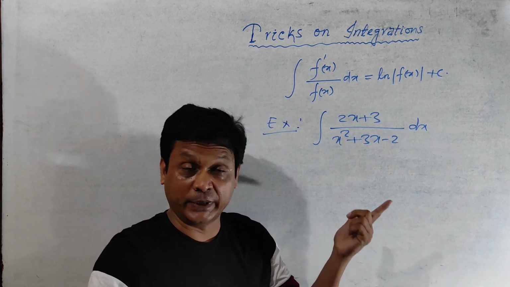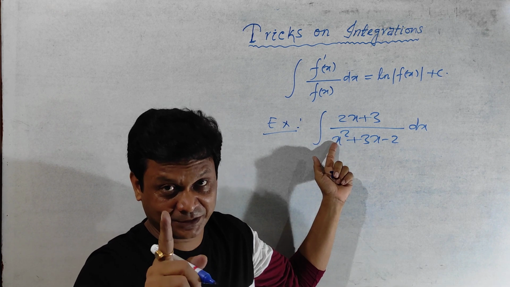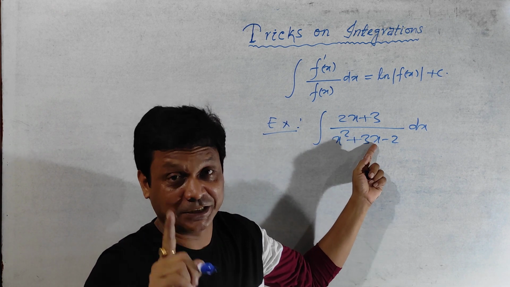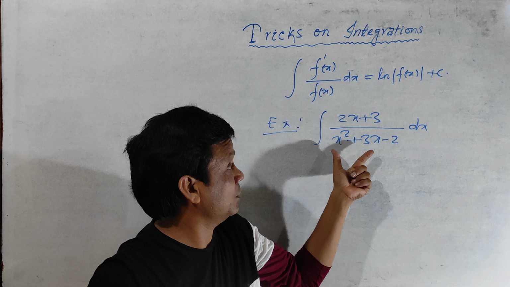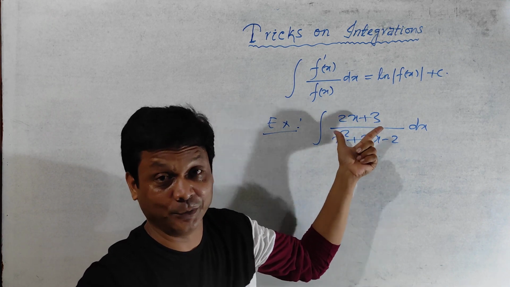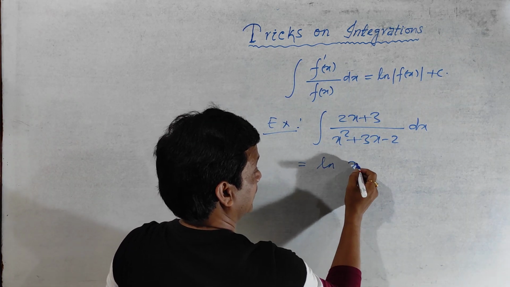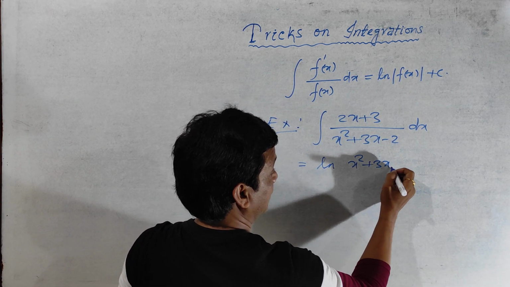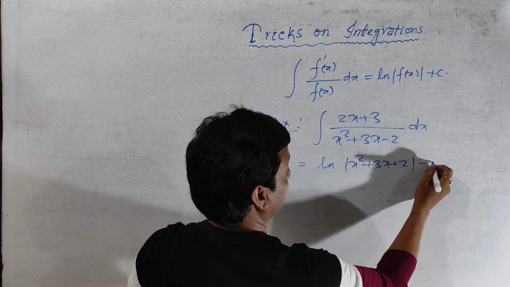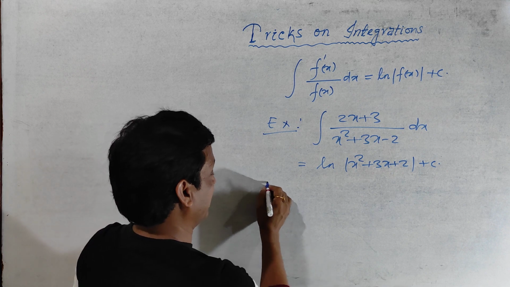See here, what is the derivative of the denominator? The derivative of x square is 2x and the derivative of 3x is 3 and the derivative of 2 is 0. That means the derivative of the denominator is 2x plus 3 and it is in the numerator. So the answer will be ln of x square plus 3x plus 2. You should write directly. Clear? Another example I am giving you.